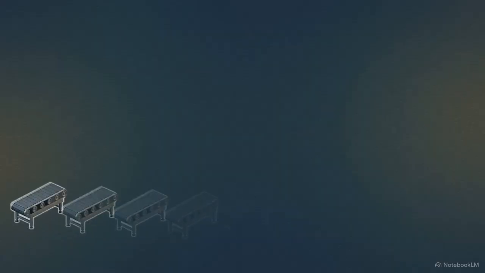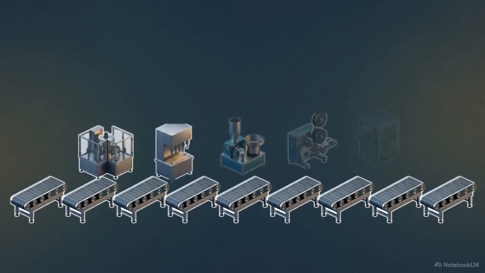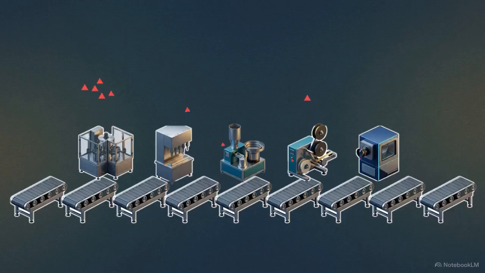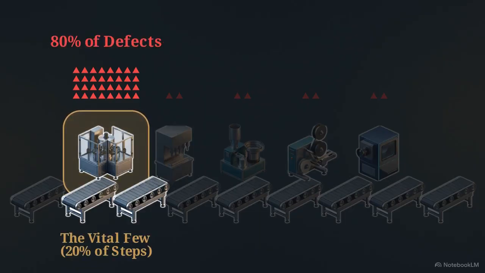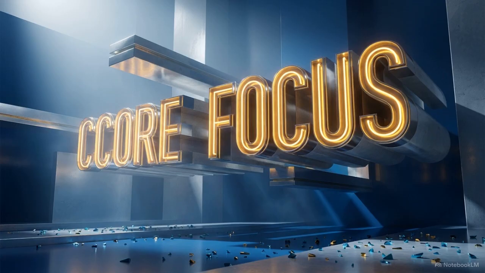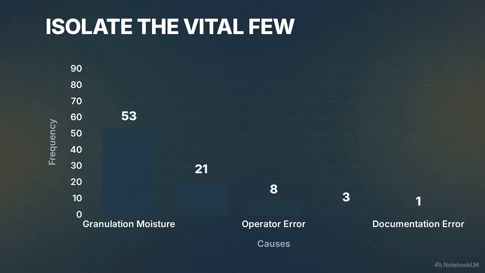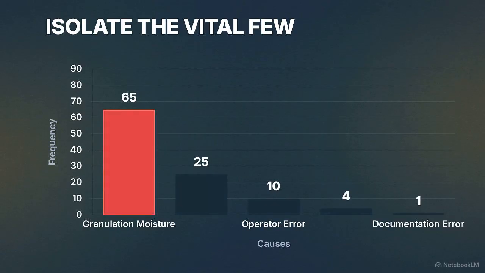In pharmaceutical quality management, this plays out on the manufacturing floor. You will typically find that 80% of your defects, deviations, or customer complaints originate from just 20% of your process steps. We call these critical few steps the vital few. By isolating them, a quality team can direct their limited corrective and preventative action resources exactly where they will generate the highest return on effort.